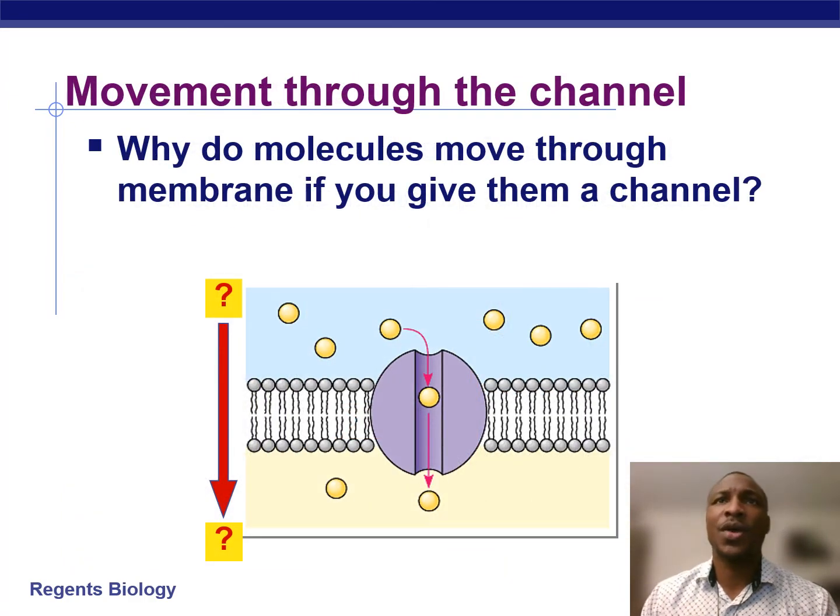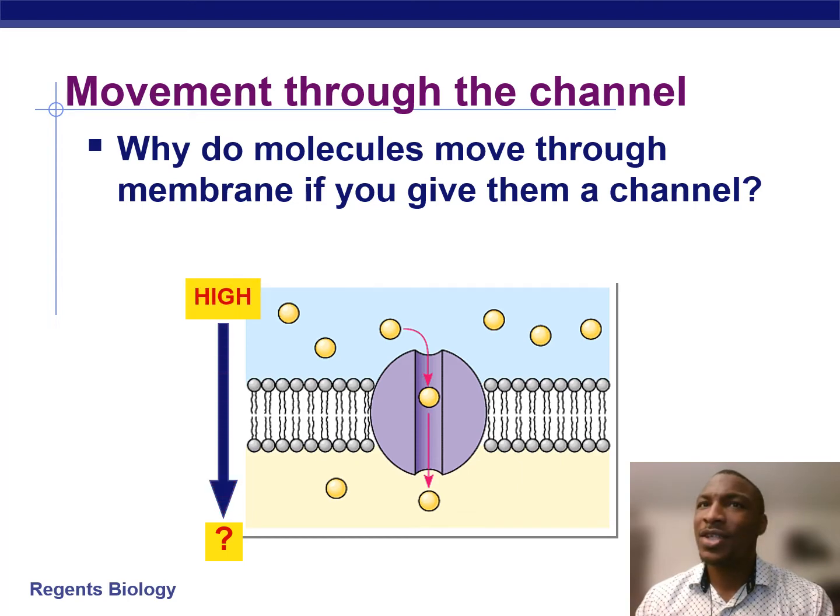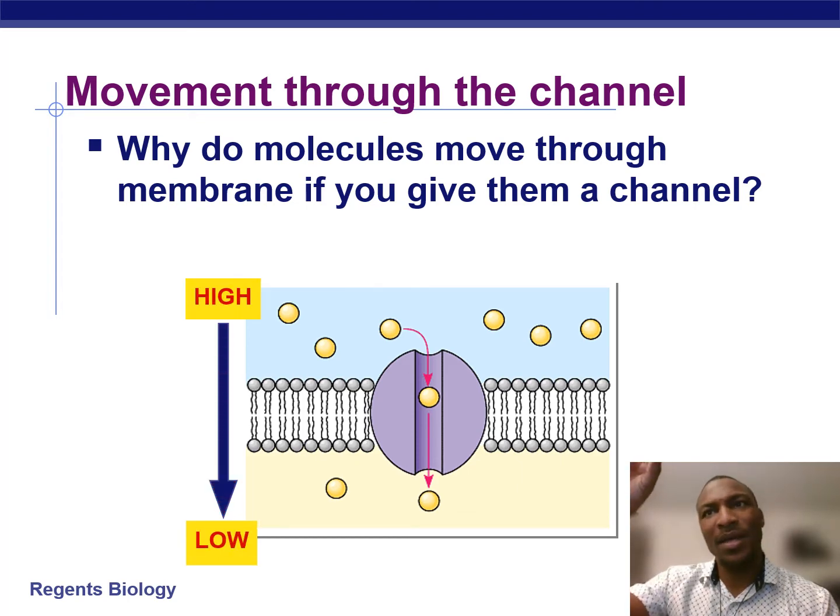So moving through the channels. Why do molecules move through membranes if you give them a channel? The hill. What part of the hill? It goes from the bottom of the hill to the top of the hill, or the top of the hill to the bottom of the hill? High to low or low to high? High to low. From the top of the hill to the bottom of the hill. All right? This is how you get things to move across the cell membrane without using any kind of energy. It just does it by itself.